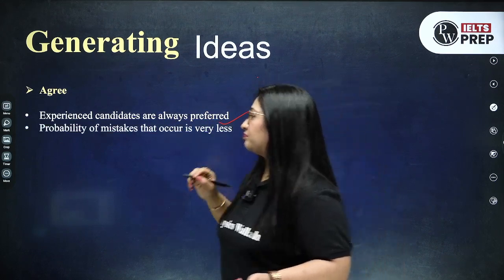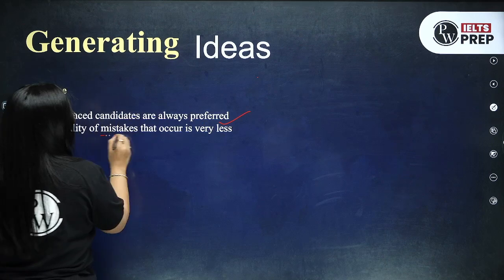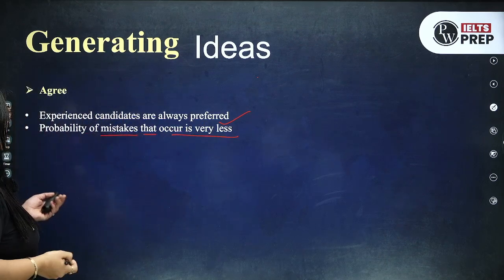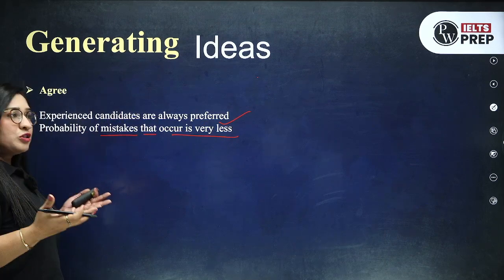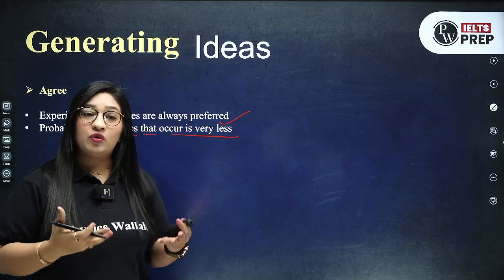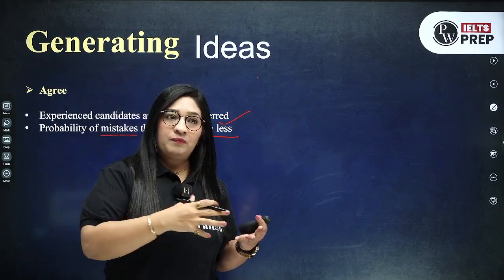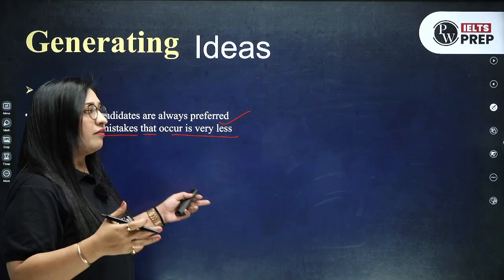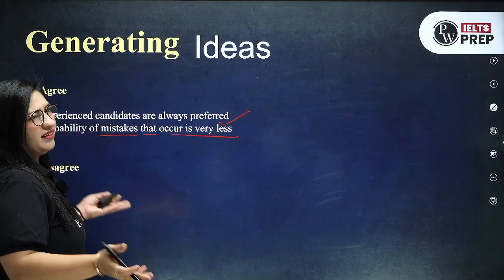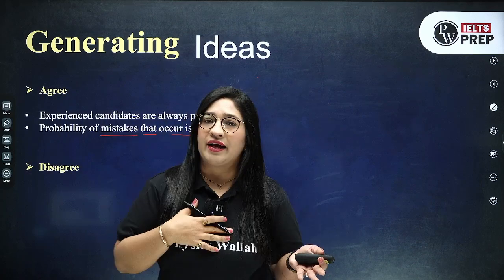Second, the mistakes that occur are very few. So for example, if they are very experienced, they will make fewer mistakes, right? They have very good experience and that much expertise that they can do anything with fewer mistakes, without error. So I think these are the only 2 points I have right now with me.